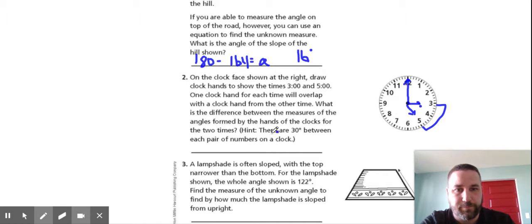Now, there's a big hint here, and this hint is really important. What it's telling me is that in between each one of the numbers, there's 30 degrees. All right, so that's huge. So from 3 o'clock to the 4 o'clock, that's 30 degrees. And then from 4 o'clock to 5 o'clock is another 30 degrees.